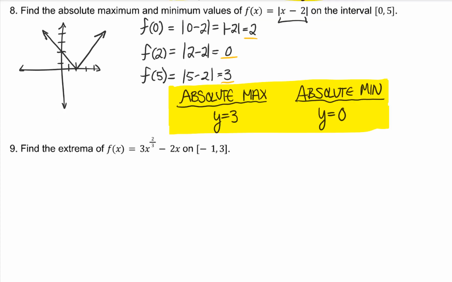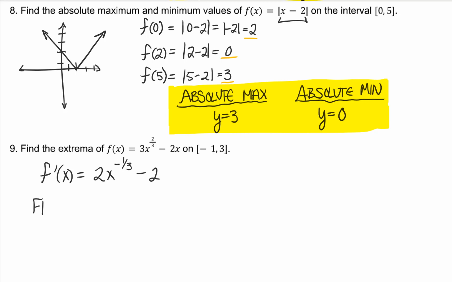Find the extrema of f of x equals 3x to the 2/3 minus 2x on -1 to 3. First, is this function undefined for any x values? No, it is not. It is continuous. Let's derive. 2/3 times 3 is 2. 2/3 minus 3/3 is -1/3.